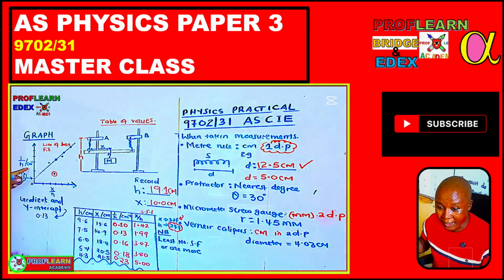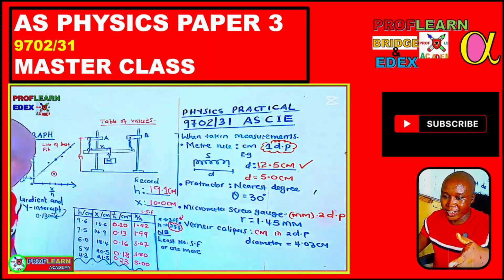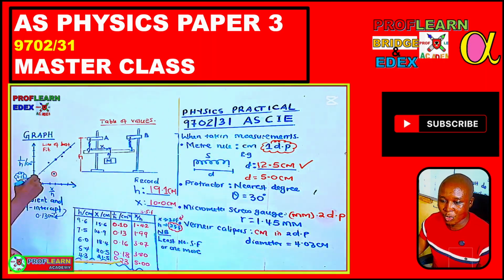0.13. Will you earn the mark by just writing that? Will you earn the mark by just saying that? You will not earn the mark by just saying 0.13. You have to add the unit for the y-axis. The unit must be indicated so that the examiner can be happy.